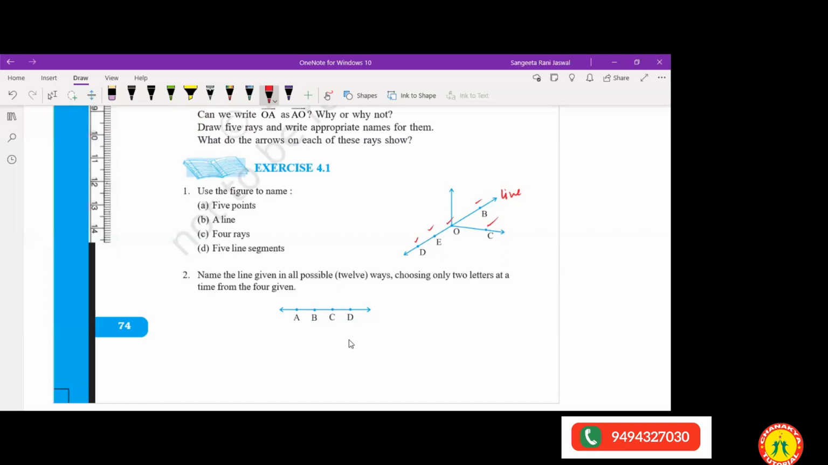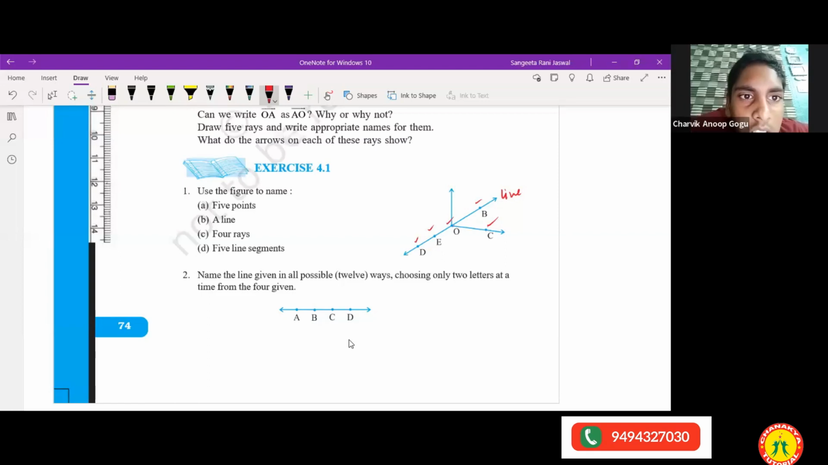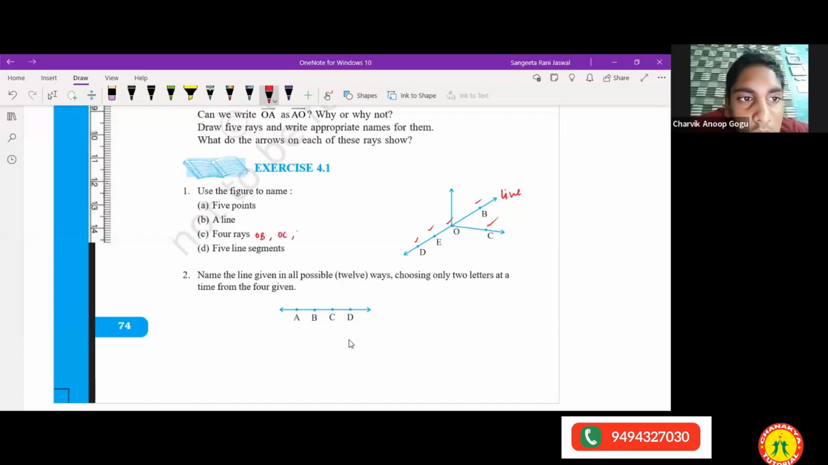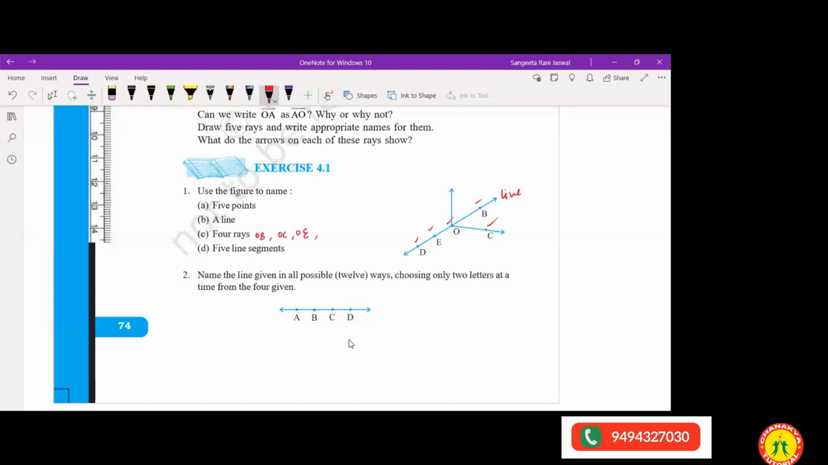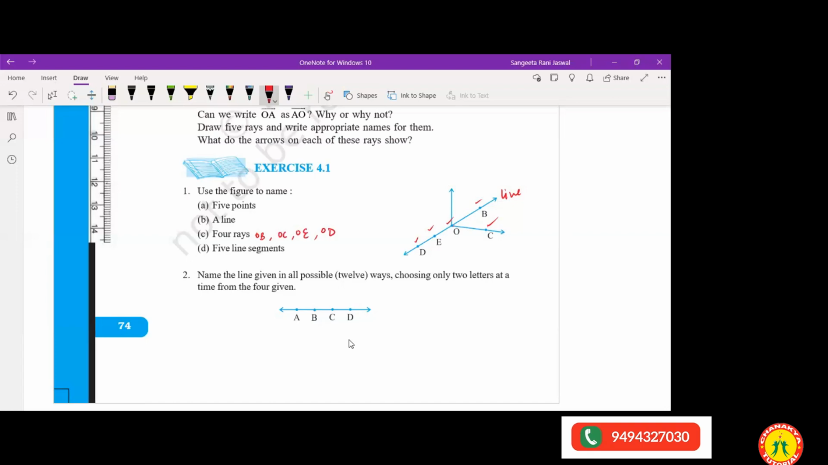4 rays. Which are the 4 rays? Ma'am, one ray is OC, OB, OE, and OD. OB, OE, OD, OC. So these are the 4 rays.